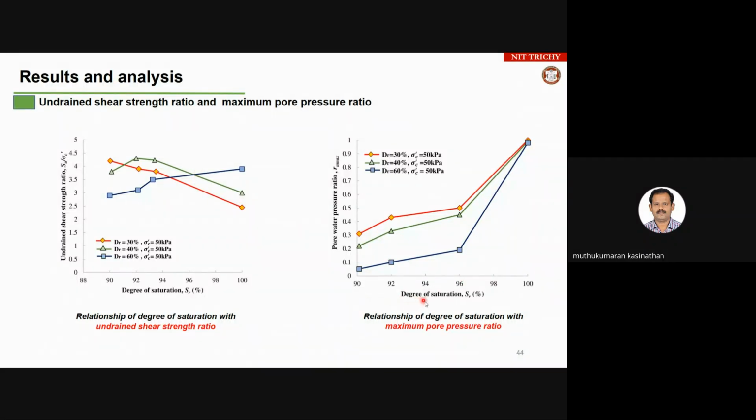Now we can look here: if the degree of saturation is increased from 96% onwards, you have very high pore pressure development. So if anything goes beyond a certain level, you may have a risk with respect to this region also. But since we have done only static analysis, we are not very sure about the failure mechanism. But it is very definite that if your degree of saturation goes beyond 96%, you can definitely expect such a kind of failure mechanism even under static state.